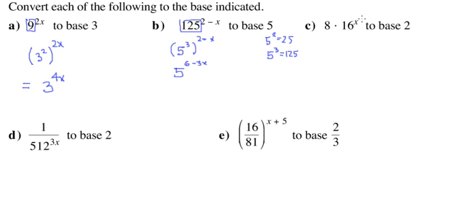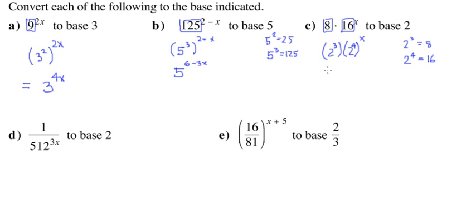8 times 16 to the x to base 2. Now we have two bases, 8 and 16. These are trouble when you have two different bases, but the good news is both of these things can be written as powers of 2. 2 to the 3rd power is 8, and 2 to the 4th power is 16. So where the 8 was, we can put 2 to the 3rd instead. Where the 16 was, we can put 2 to the 4th instead, and that's to the power of x.